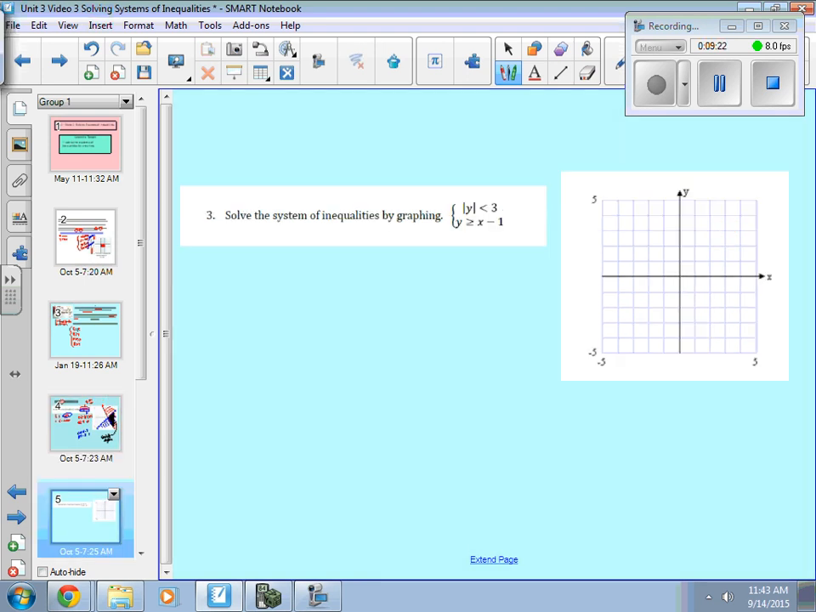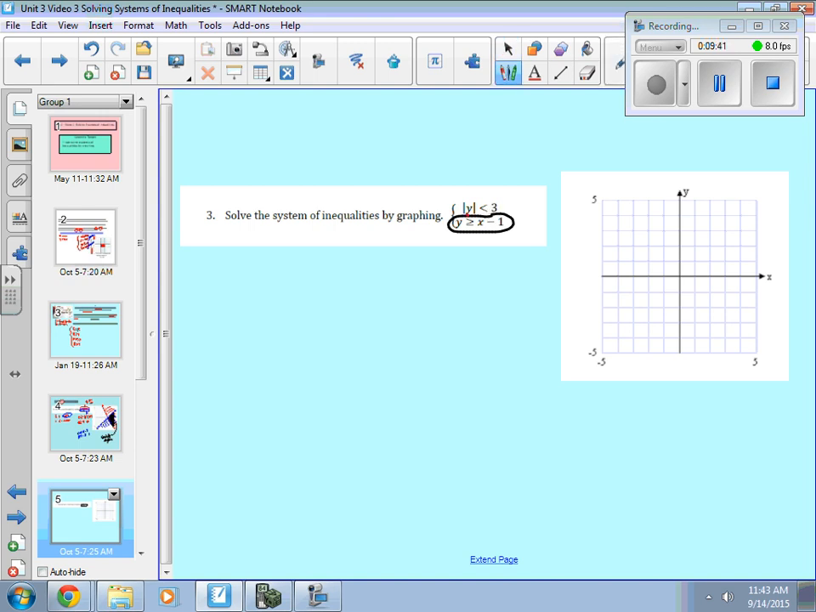Let's try another one. On this one, number 3, we want to graph these two. The top one, we're going to come back to that in a second. Let's do one that you're a little bit more familiar with. Why don't you pause the video and try graphing this one quick. Make sure you shade for it and see what you get. All right, let's test out and see how you did.